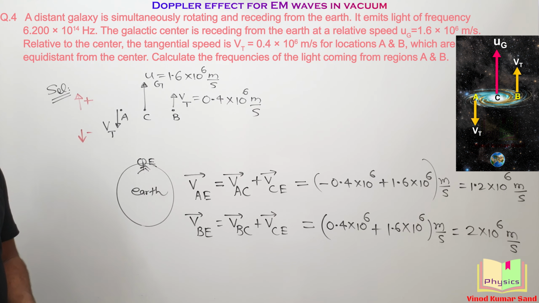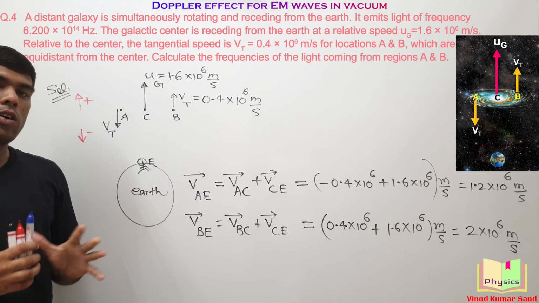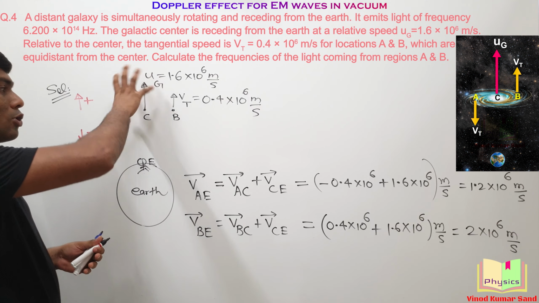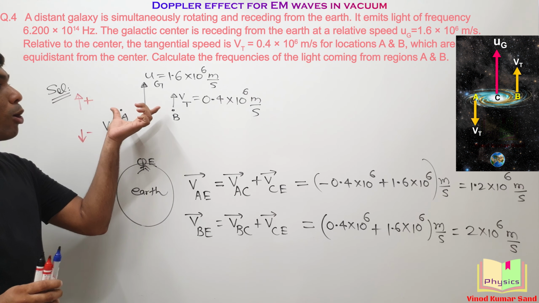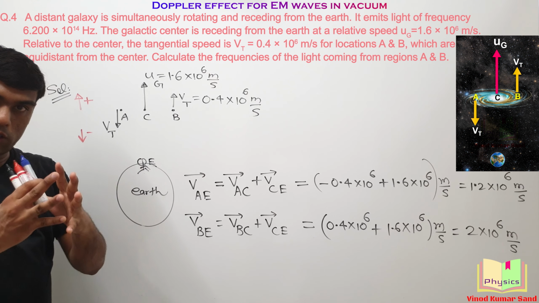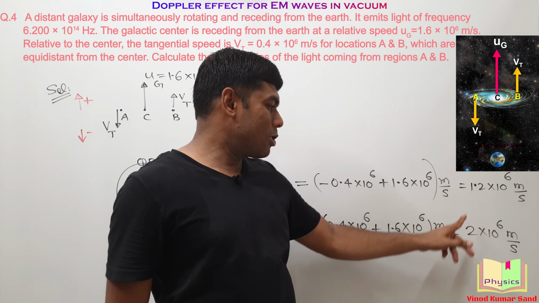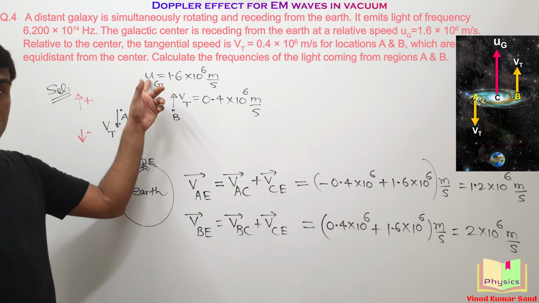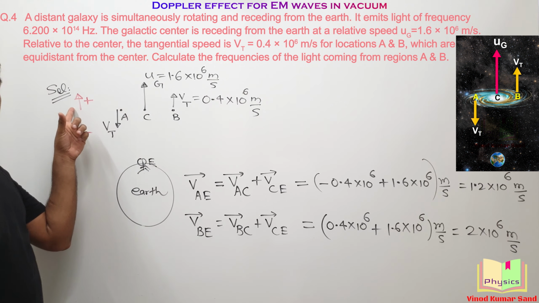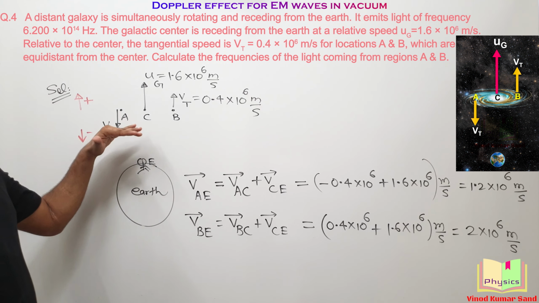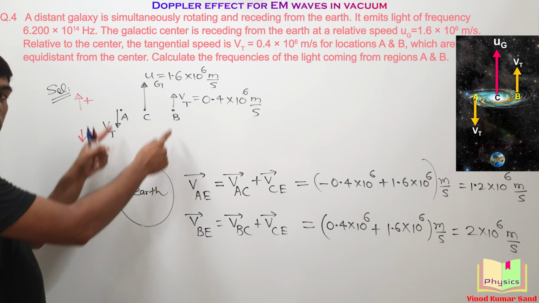Now if I ask you whether point A, point C or point B are coming close to the Earth or moving away, the galaxy is rotating as well as receding. The correct answer is all the points are going away from us. The universe is expanding. Or you can even verify this. This velocity has positive sign, this velocity has positive sign, this velocity has positive sign. It means with respect to the Earth, all are going away. Positive sign. Got it?